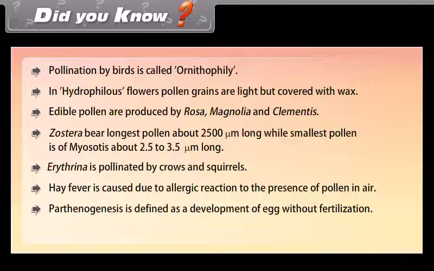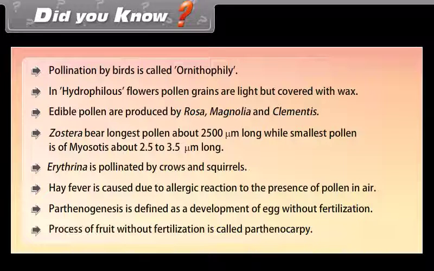Parthenogenesis is defined as the development of an egg without fertilization. The formation of fruit without fertilization is called parthenocarpy.